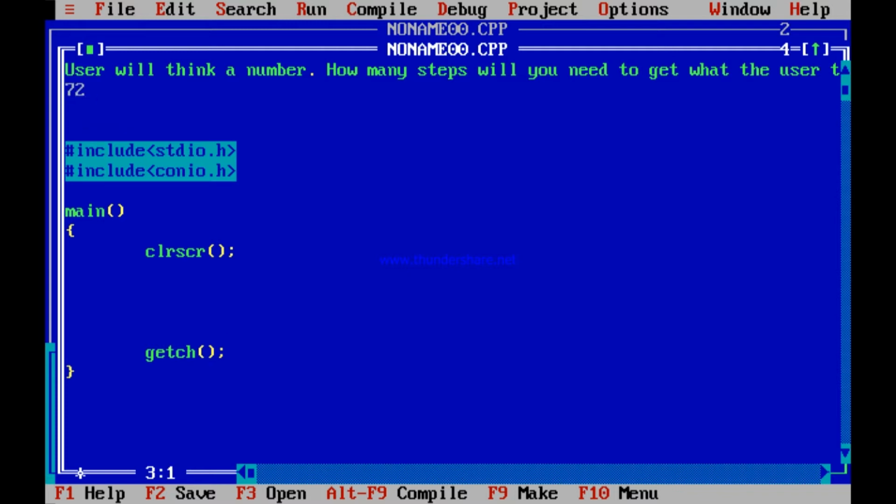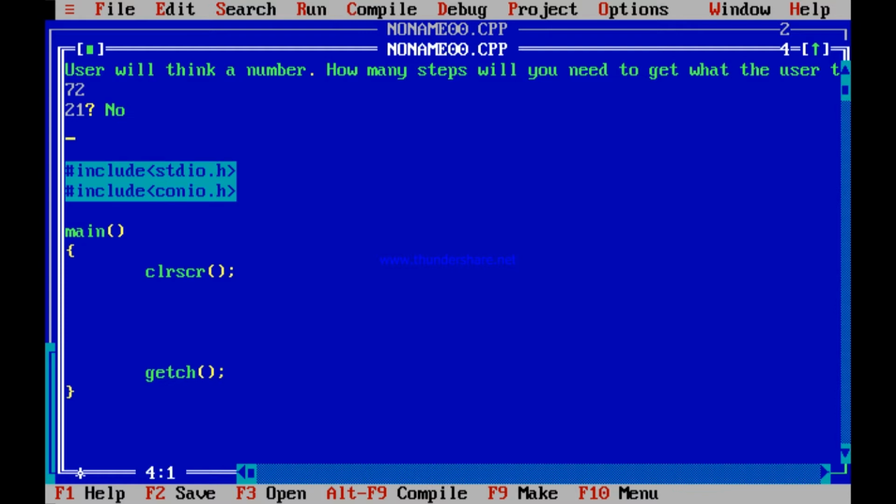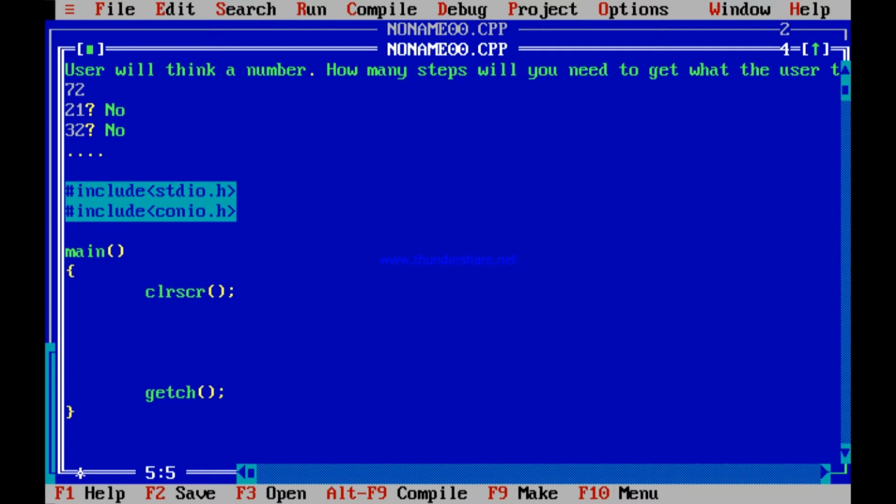Will you take any random number and say, okay, did you guess 21? Will you ask that to the user? The user will say no. And then you say, okay, did you guess 32? The user will say no. And so on will you continue. Is this a way to reach? Very difficult. How will you guess the numbers?